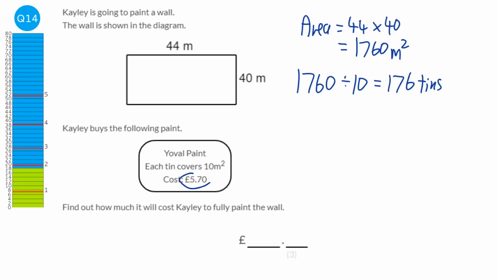And each tin costs £5.70, so it'd be 176 times the 5.7, or yeah, £5.70, or you could do it as 570 pence and convert it at the end. And that gives us a price of 1003.2. And so as money, that would be £1003.20.